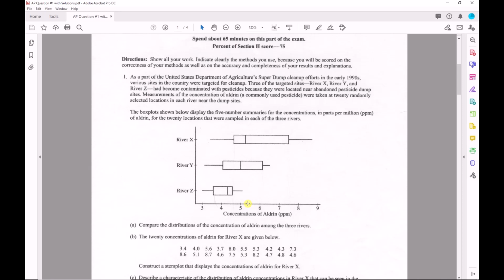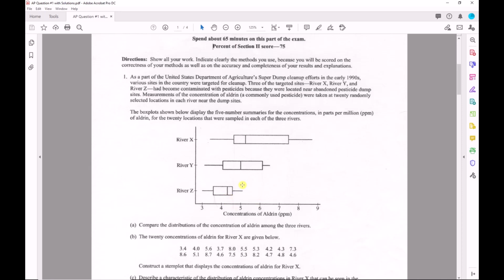Let's start out with the center. That would be the median. Well, the median for river X is bigger than the median for river Y, and bigger still than the median for river Z for aldrin concentration. So you keep your context, and you don't need to actually put numbers to it if you don't want to. Just say that one is bigger than the other. I think I said that river X was the largest at about 5.3, river Y was about 5, and river Z was about 4.4, 4.3, whatever.